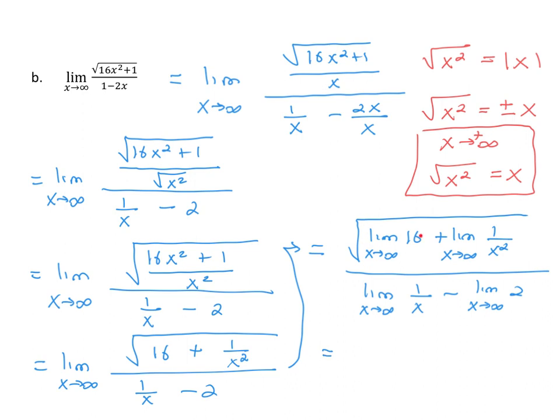This will be the square root of just 16 plus 0 divided by 0 minus 2. So that's the square root of 16 plus 0 divided by, in the denominator, 0 minus 2. Well, the square root of 16 is 4. Divided by negative 2 gives me an answer of negative 2. This is the answer for this limit.